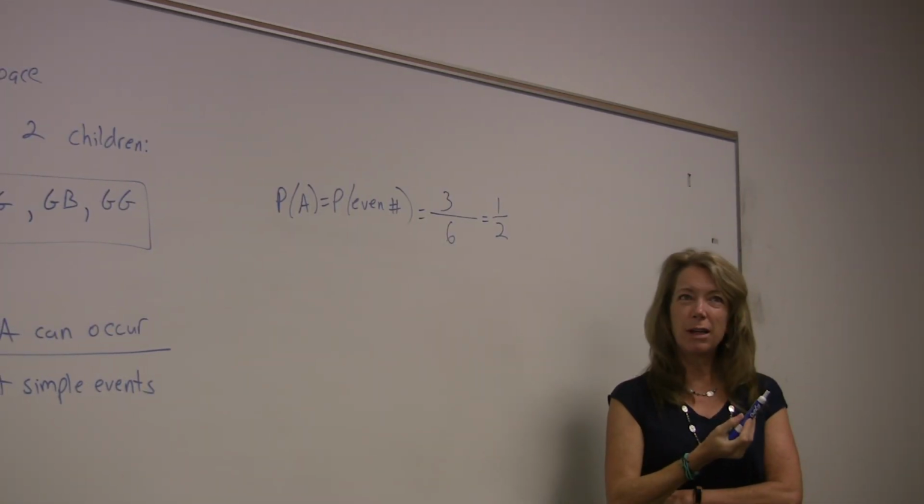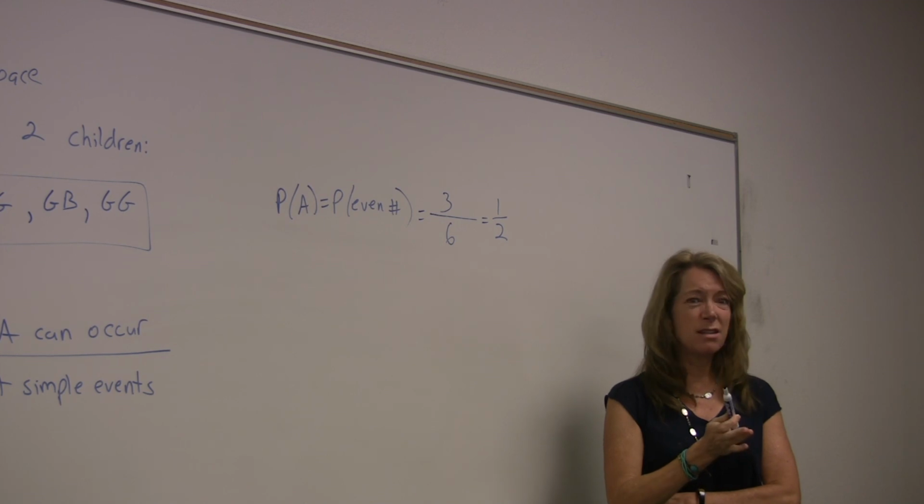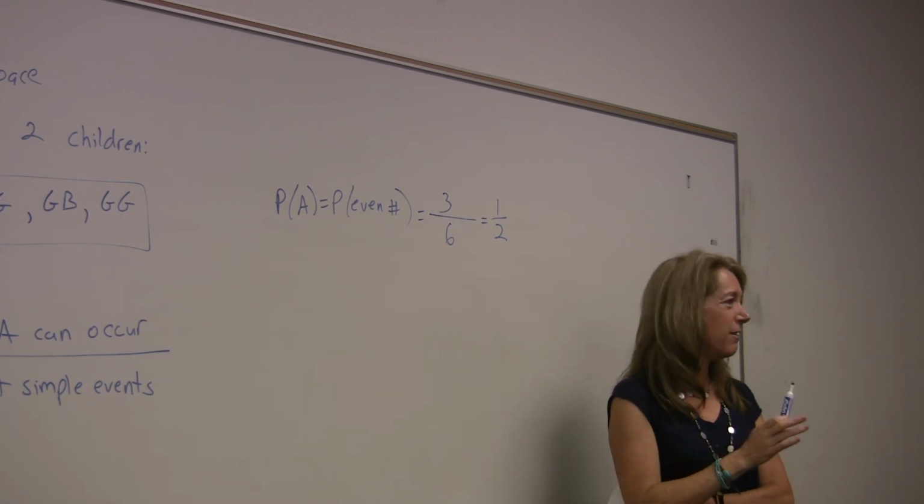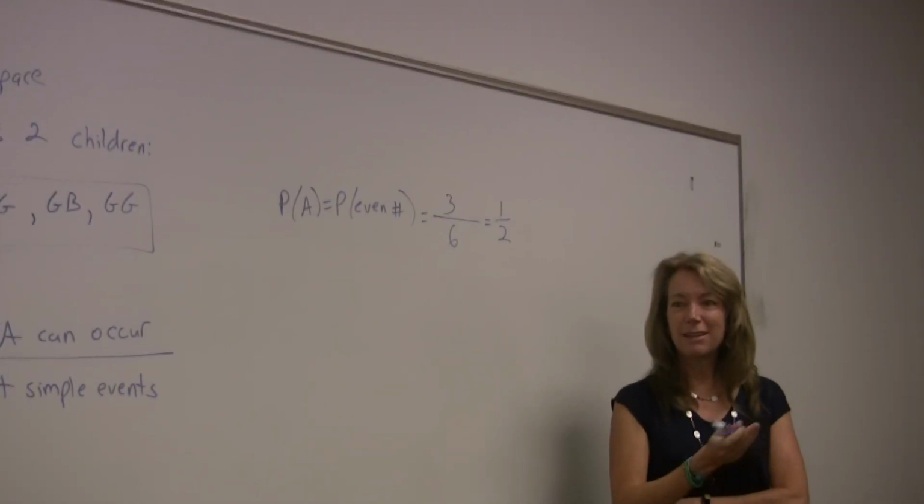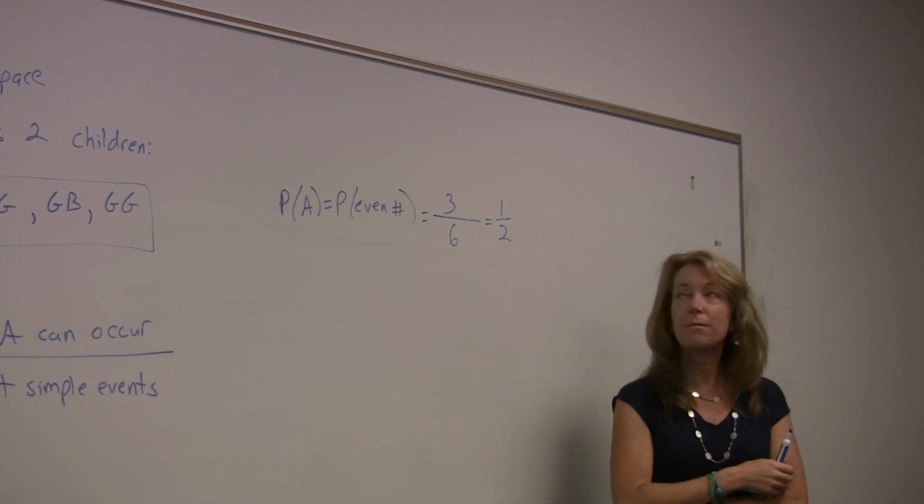Which most of you probably already knew. So there's a 50-50 chance. 1 out of every 2 times I'll get an even number on average, right? Because they're either even or odd.